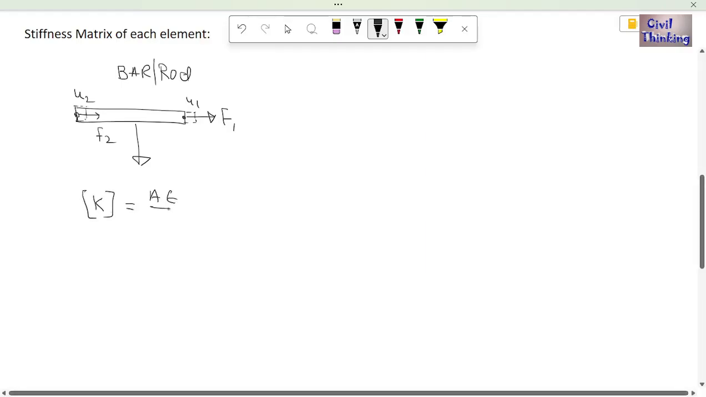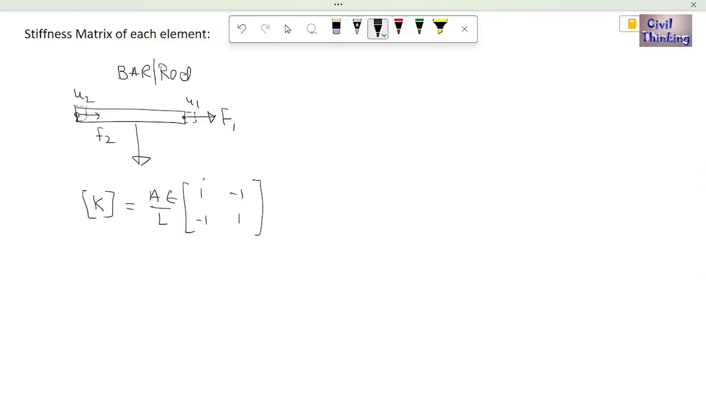AE divided by L, then we have 1 minus 1, minus 1 and 1. Or I think no, it is 1 minus 1, minus 1 and 1, okay.